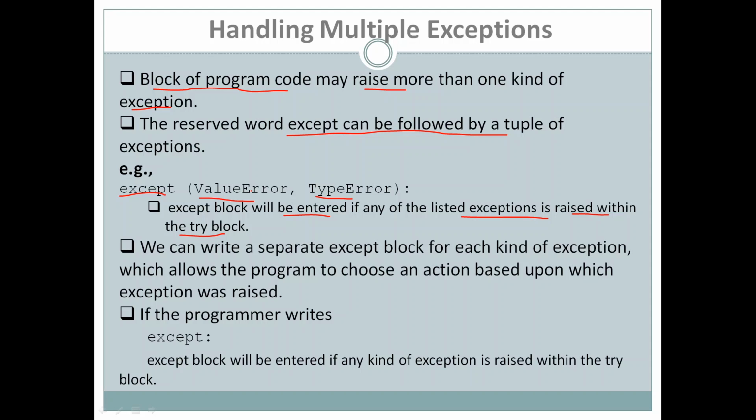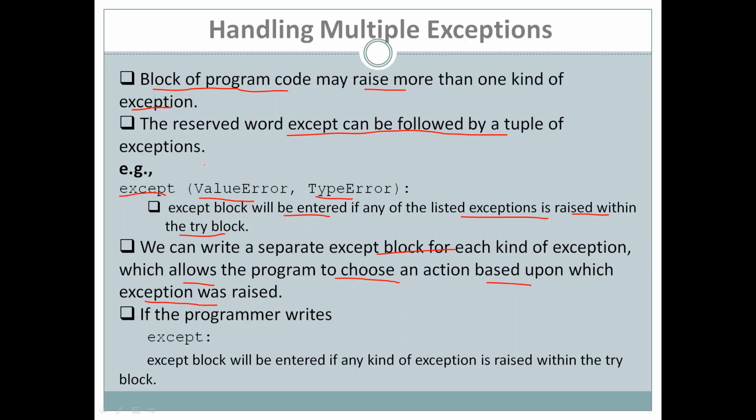Now it is not that we can handle only two types of exceptions. We can handle any number of exceptions in the except block. So this except block will be entered when any of the exceptions listed here are raised by the block of code in the try block. We can write a separate except block for each kind of exception, which allows the program to choose an action based upon which exception was raised.